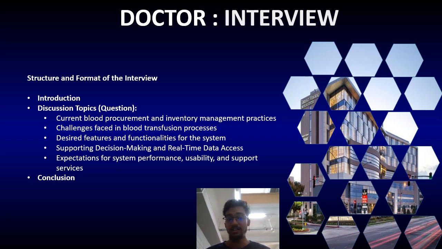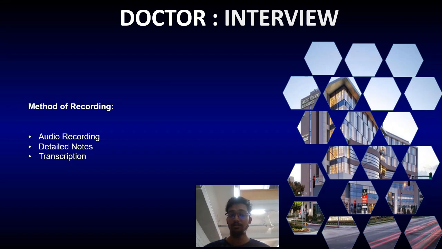Then lastly we will ask about the doctor's expectations of the system for performance, usability, and the support services they need. Finally, in the conclusion, we will thank the doctor for the interview and share our contact information. For the method of recording, first we will do an audio recording, and we also take a couple of pictures during the interview. Then we have detailed note taking of the main points of the interview, and at last we put it in a transcript, with full details from start to end of the interview.